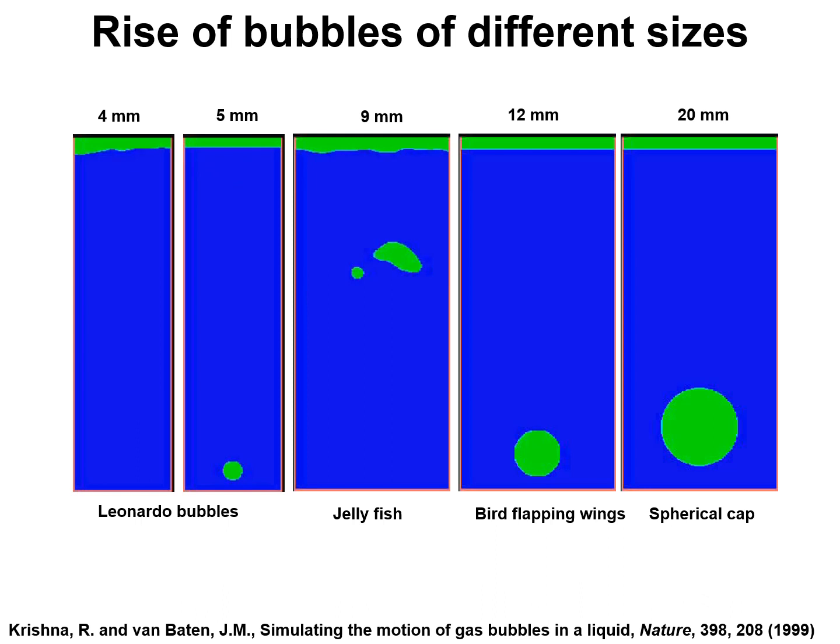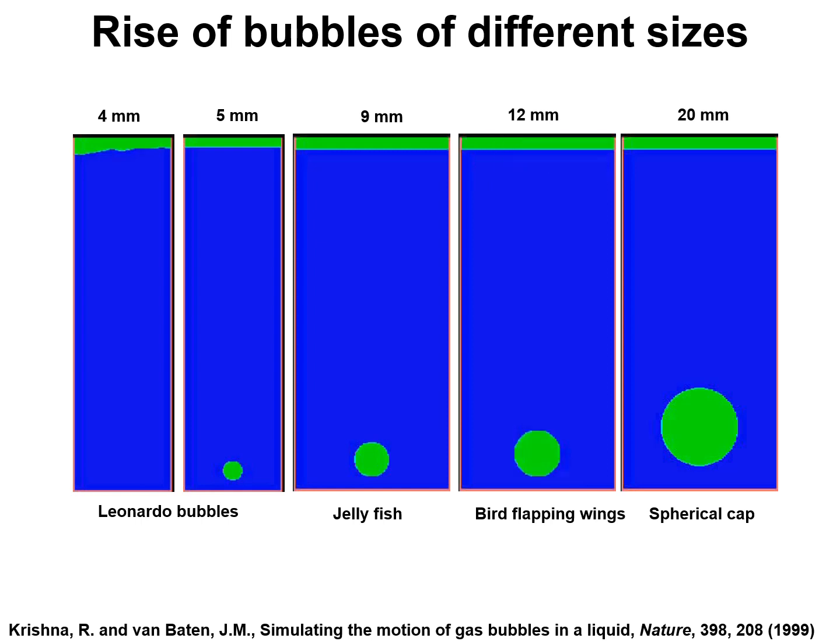The 9 millimeter bubble is slightly different. It appears to behave like a jellyfish. And breaks up in the computations at least.